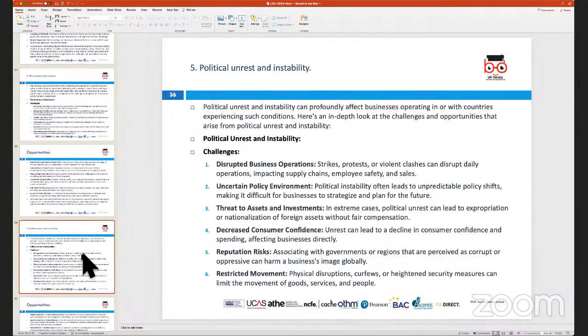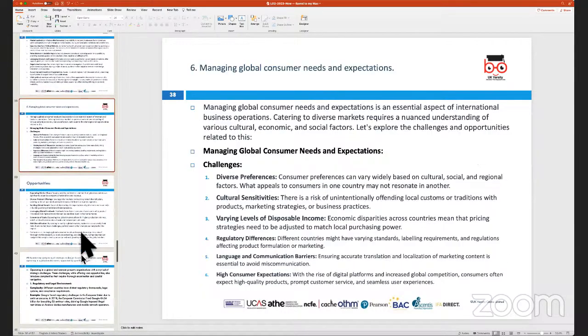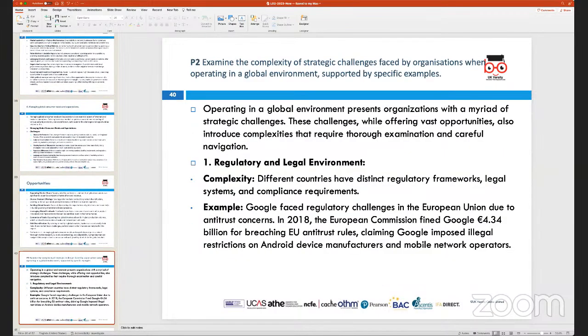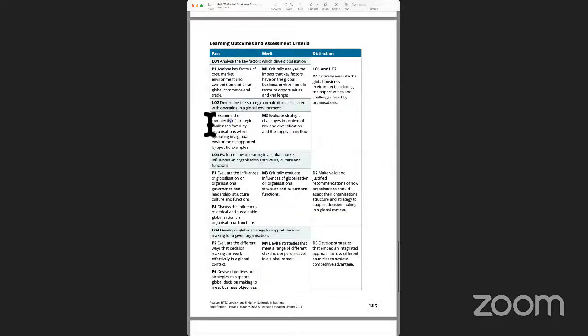Okay, sir. Now, towards the end of this session, I've also looked at addressing the tasks which are given in the assessment grid. If I just briefly show that, in the assessment grid, there are 2 tasks. One is P2 and there is merit, which is M2. So in this assessment grid, the P2 talks about examining the complexity of strategic challenges faced by organizations when operating in a global business environment supported by specific examples.